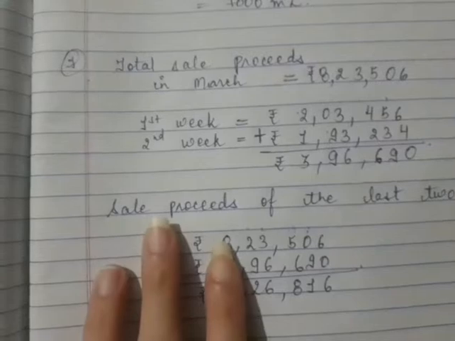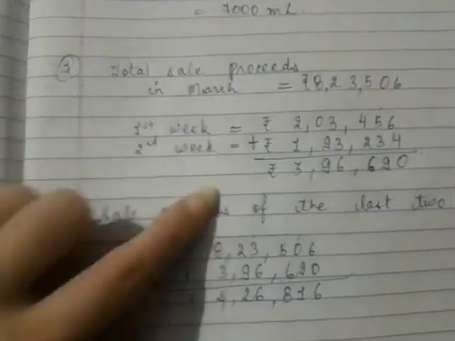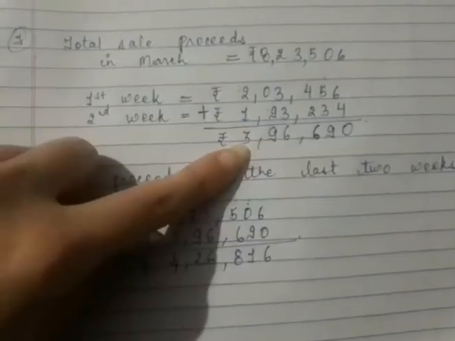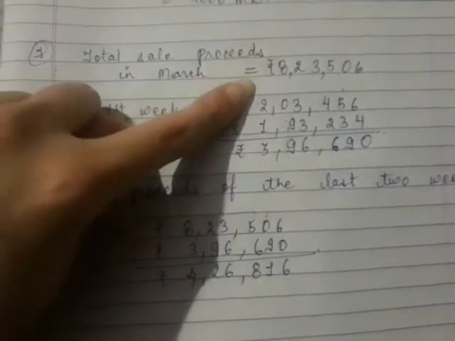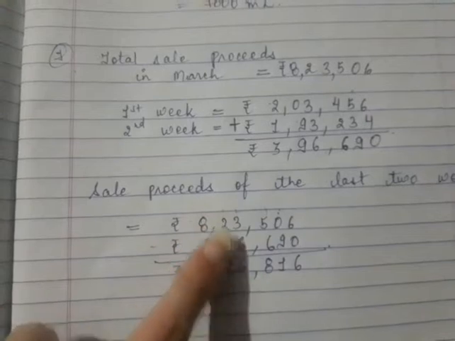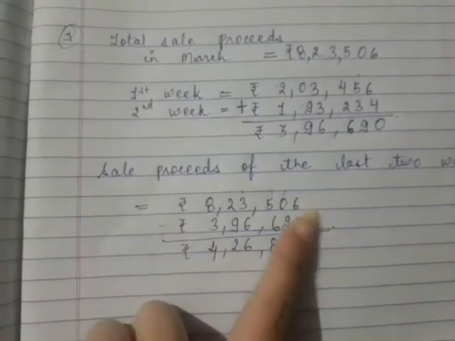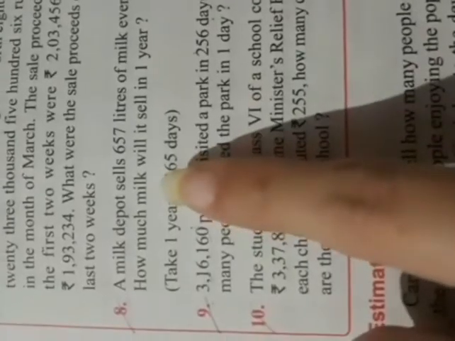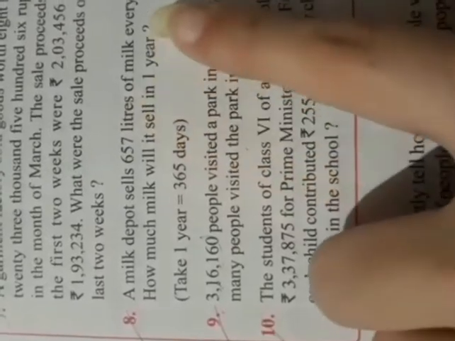What we'll do, the sale proceeds of the last 2 weeks will be equal to the total sale proceeds of the first 2 weeks subtracted from the total sale proceeds. This we have done, we have subtracted these two figures and then this will be the total sale proceeds of the last 2 weeks. Now the next question says that a milk depot sells 657 liters of milk every day.